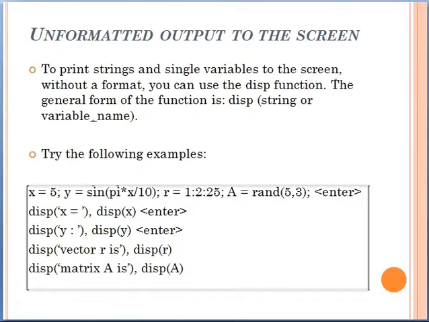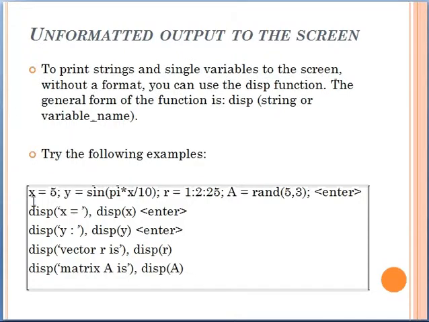Now unformatted output to the screen. Now to print strings and single variables to the screen without a format, you can use the DISP function, that is display function. The general form of the function is DISP in bracket string or the variable name whatever you want. Here is an example for it. You can try on the MATLAB.